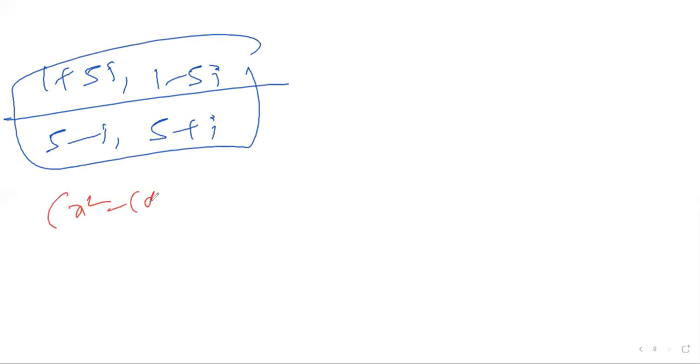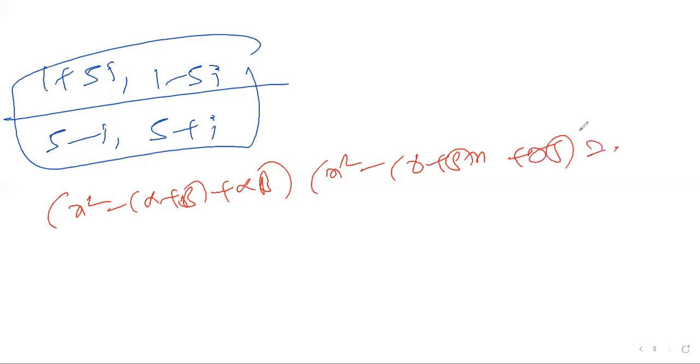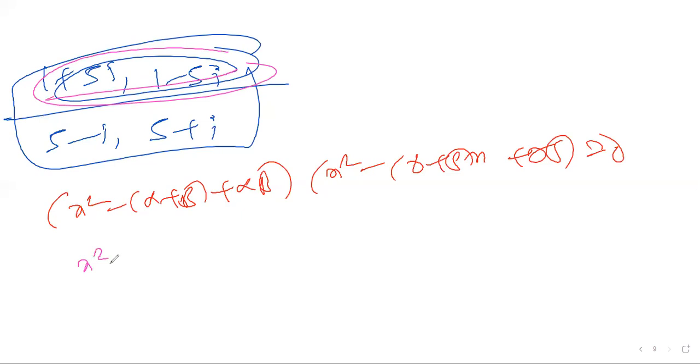x square minus (alpha plus beta) x plus alpha beta, and x square minus (gamma plus delta) x plus gamma delta is equal to 0. This is one pair, right? What is the summation of roots here? 5 and 5 common, right? How much is the answer? 2 into x. What is the product of roots? 1 square plus 25 is 26.